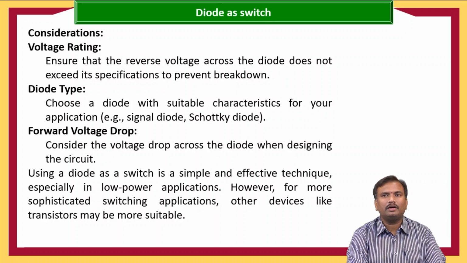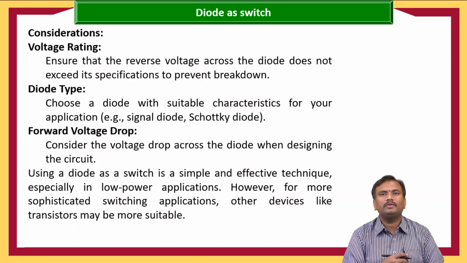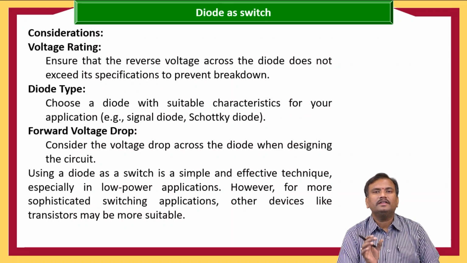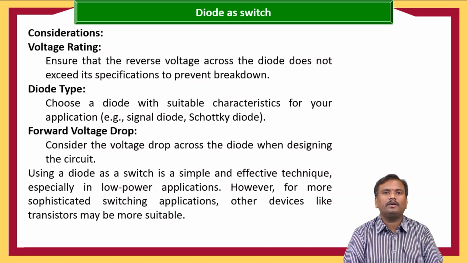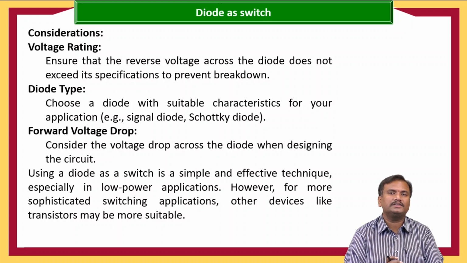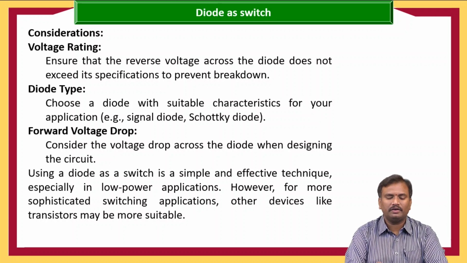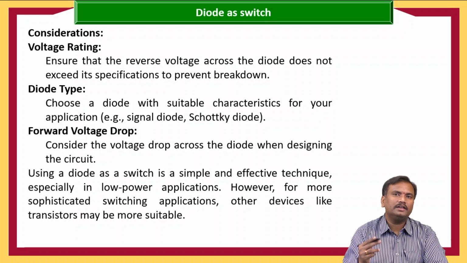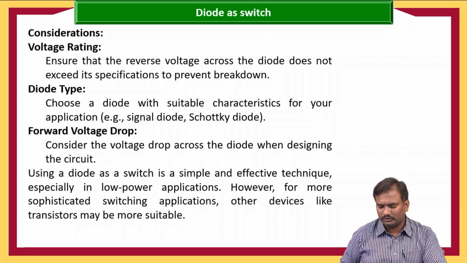And the voltage drop. Here we need to consider the voltage drop across the diode when designing the circuit, because there will be a small voltage drop across the forward biased diode, around 0.7 volts, and that voltage we need to take into consideration while we are designing the circuit.